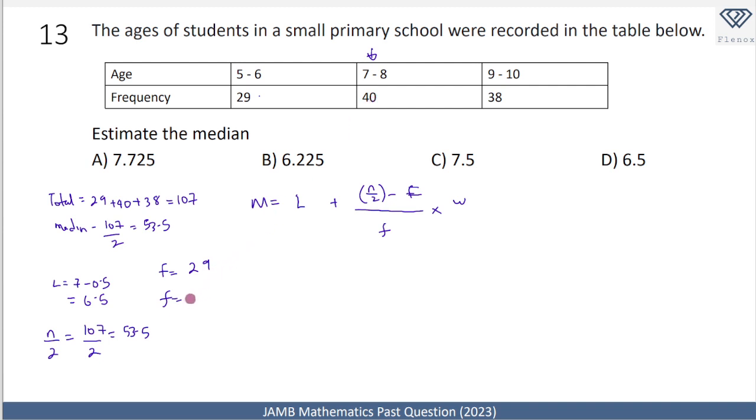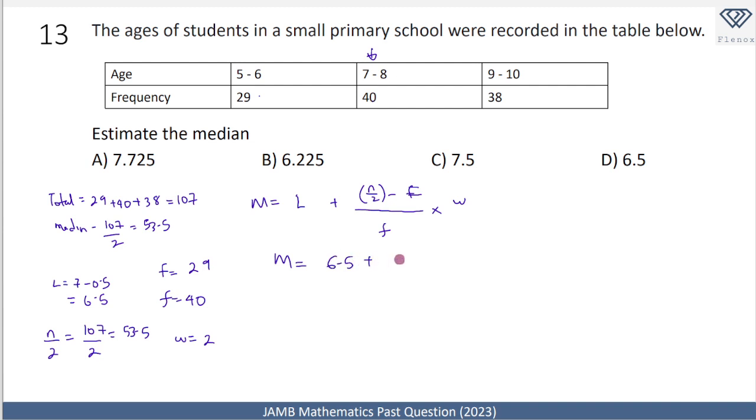40. And W is the width of our class. That means what is the number of ranges, or how many numbers do we have within that group. Now for that group, we have 7 and 8, so we have 2 numbers, so the width is what? 2. So substituting all of that, our median is just going to be what?